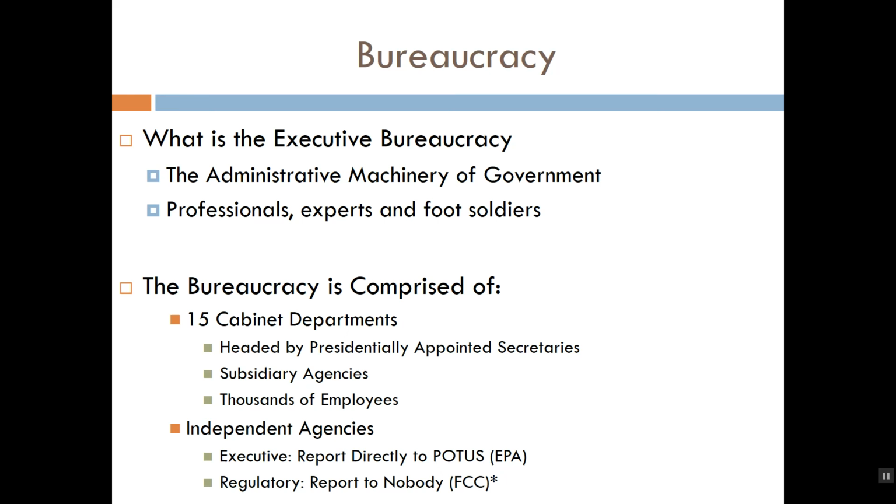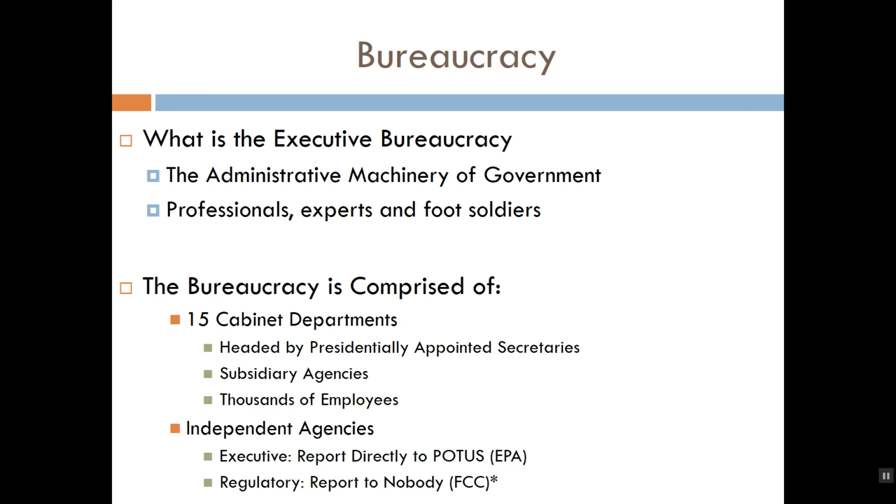There are two types of independent agency that we need to talk about: the executive independent agency and the independent regulatory agency. The independent executive agency is an agency that reports directly to the President of the United States rather than to a cabinet department or to Congress. And the best example of this is the EPA, or Environmental Protection Agency. The EPA is responsible, again, for implementing and carrying out policies in the realm of environmental regulation.